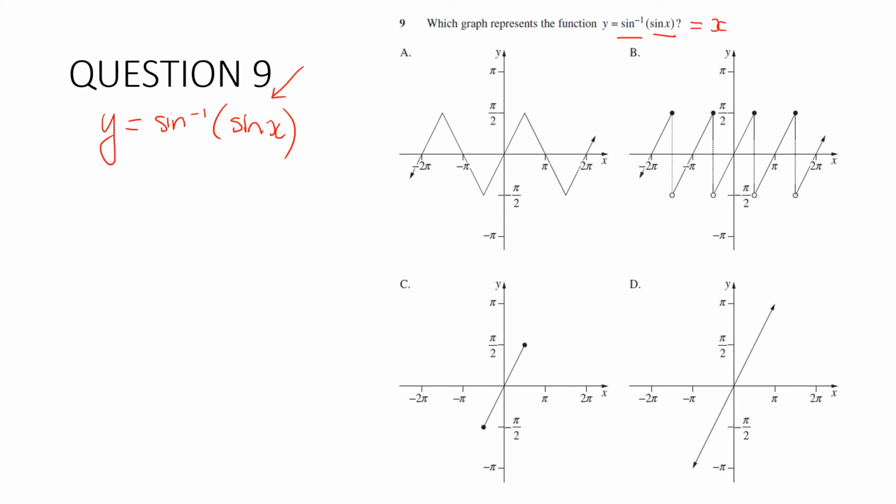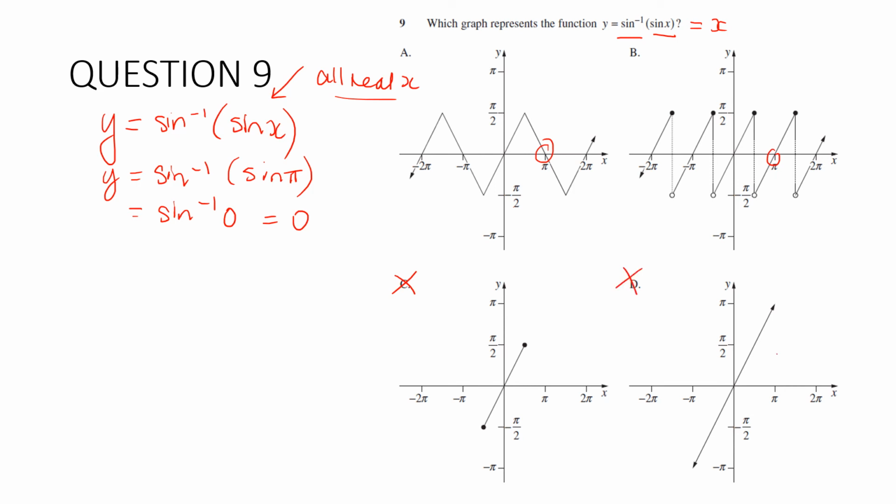The domain here of sin x is unlimited. It's all real x, which means we're going to have a solution for the whole domain. So it's not C. Okay. Next thing we're going to do is just plot some points. So let's plot, say, π. π will give us a bit of a clue what's going on. So y = sin⁻¹(sin π). sin π, of course, is 0. So inverse sine of 0, which is 0. So it could be A, it could be B, it is not D.